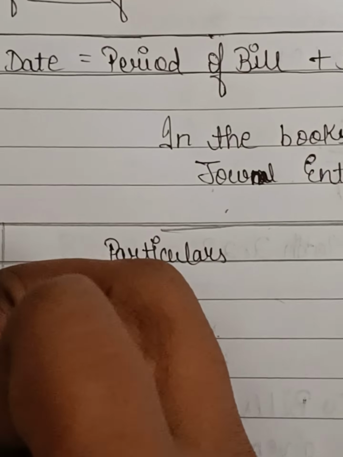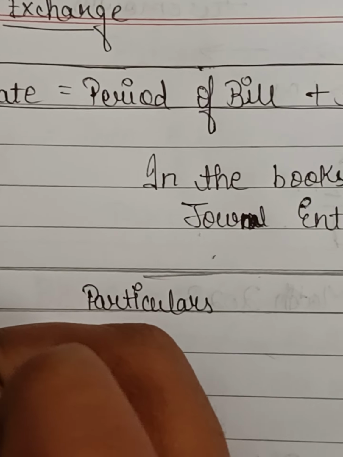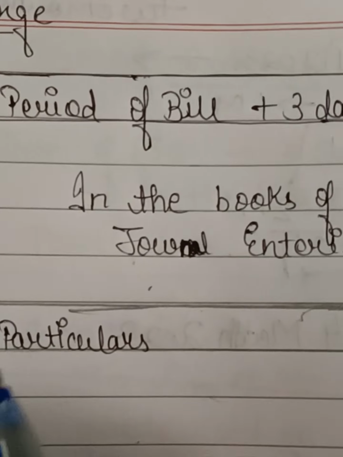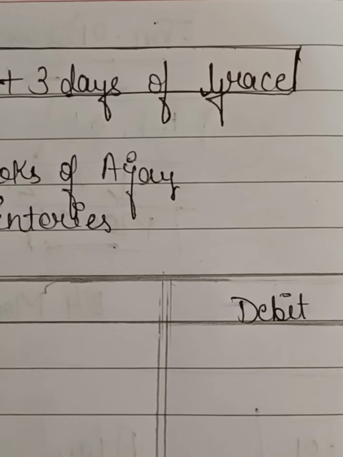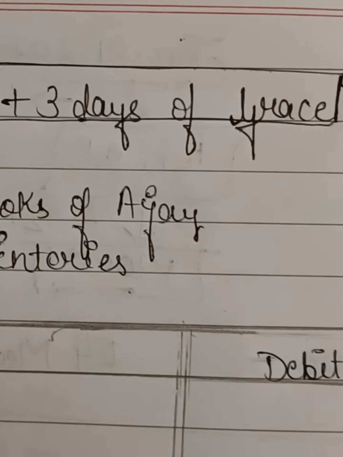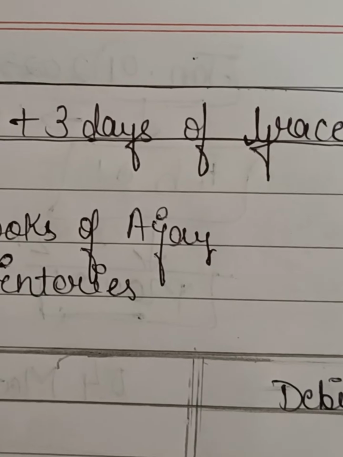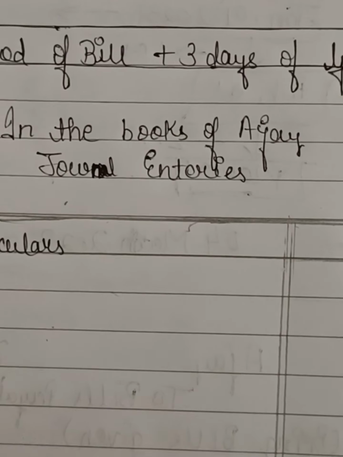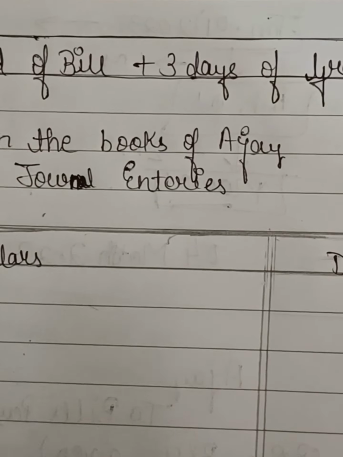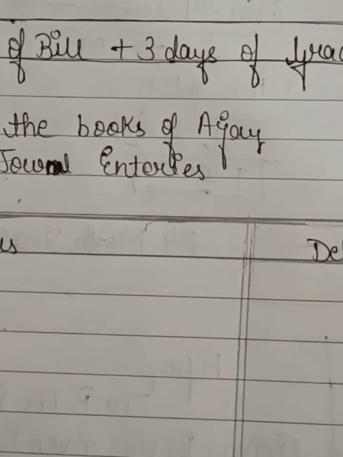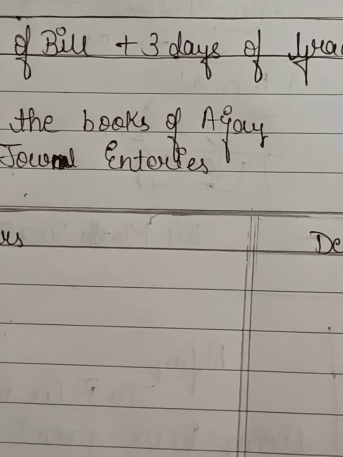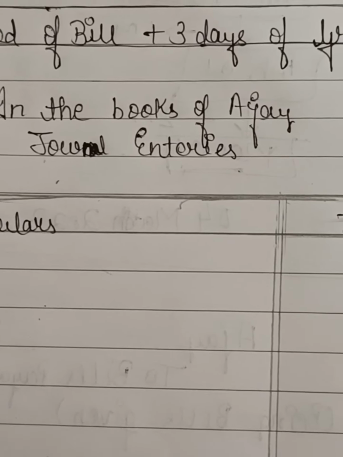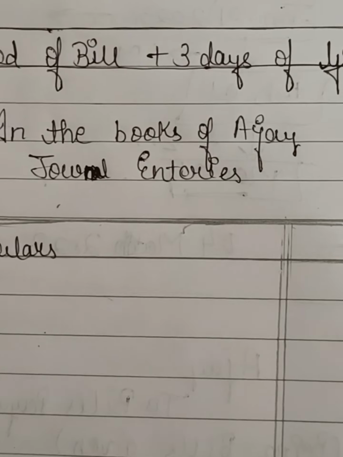The date is 2023 January 01. So Ajay sold goods to Busan. What will be the entry? Debit the, you know the rules of general entry, like debit the receiver, credit the giver, debit what comes in, credit what goes out, debit all expenses and losses, and credit all incomes and gains.